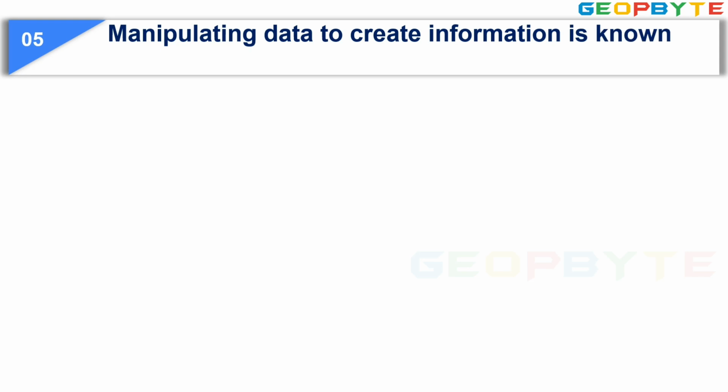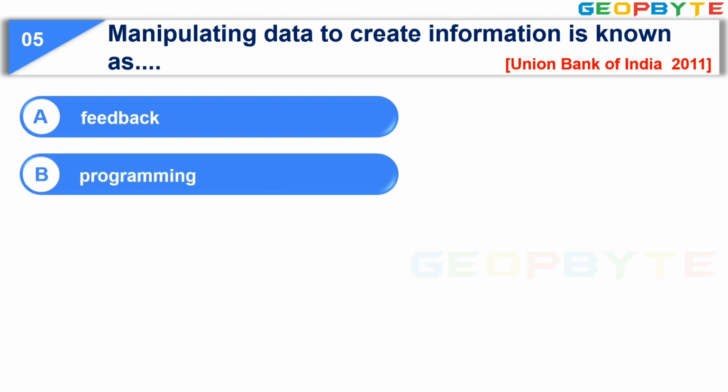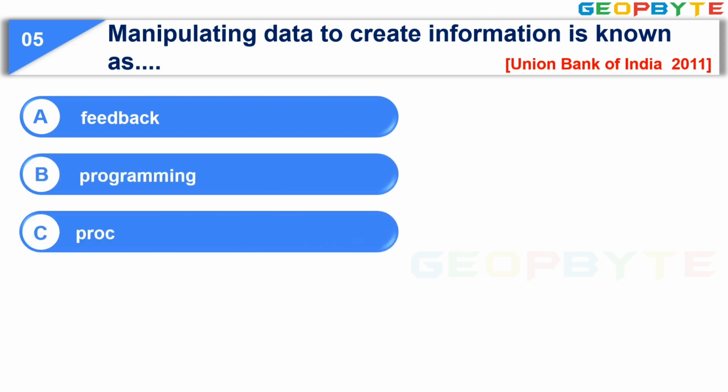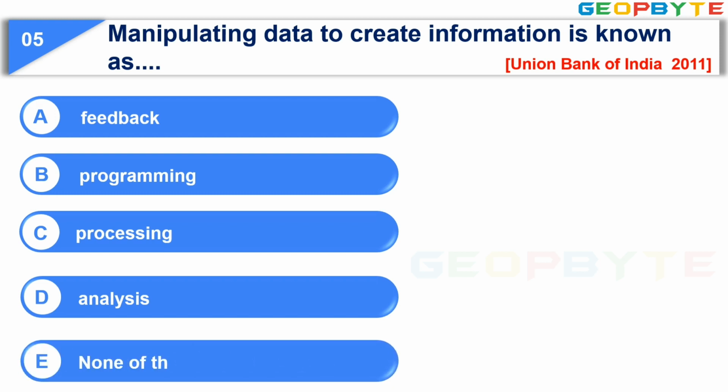Next, moving to question number 5. Manipulating data to create information is known as option A, feedback, option B, programming, option C, processing, option D, analysis, option E, none of these. And the correct answer is option C, processing.